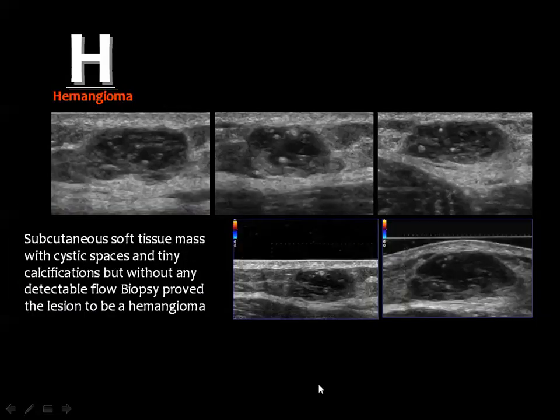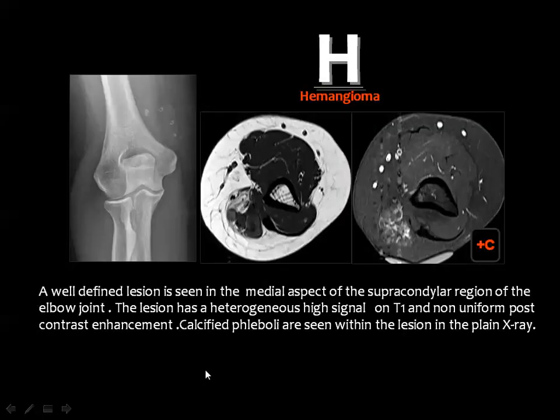And this is one of the appearances of hemangioma by ultrasound and Doppler. You can see the lesion and you can see some echogenic foci inside, but you cannot see any Doppler flow around the hemangioma or even little flow.